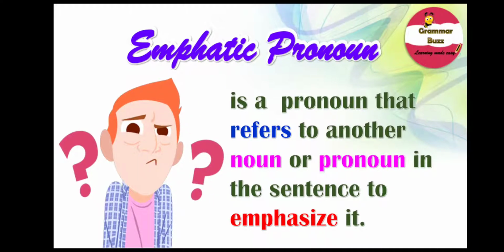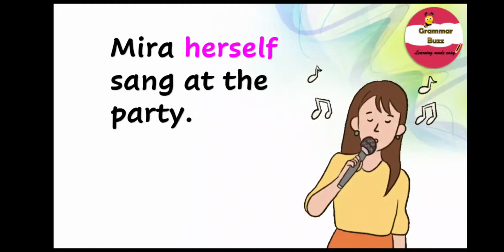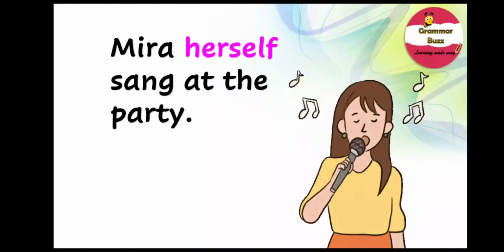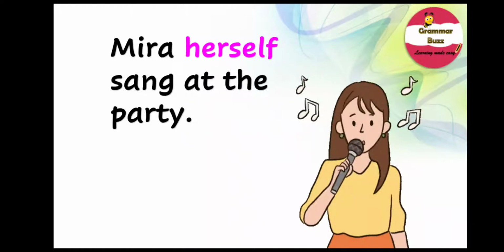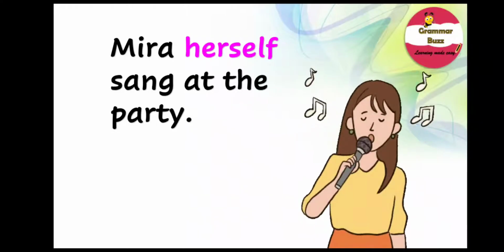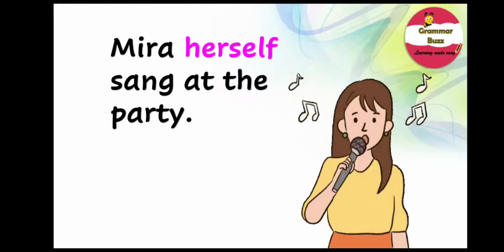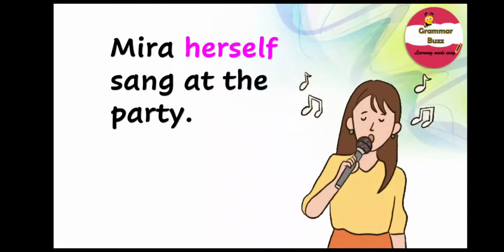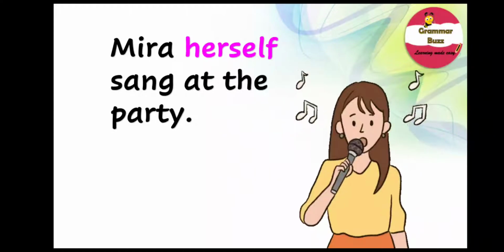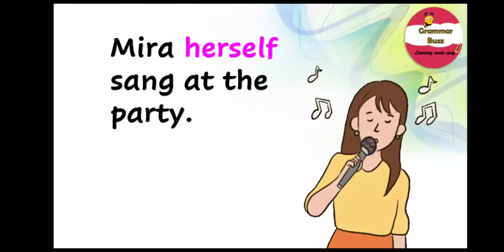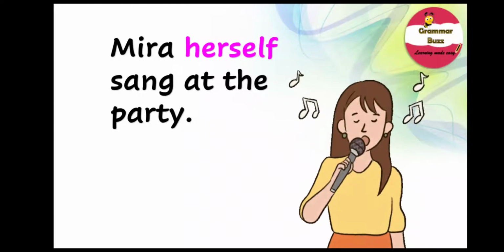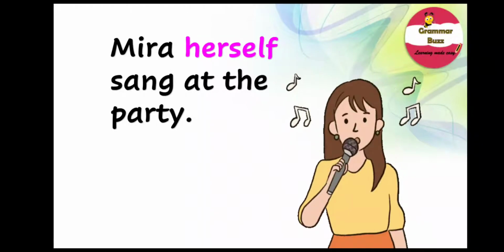Alright, let me give you some examples. Our first example is, "Meera herself sang at the party." In this sentence, herself refers to the subject Meera. But are the subject and the object of the sentence the same? Certainly not. In this sentence, Meera is the subject, but the object is the party. So here, herself is just used for emphasizing. Meera herself sang at the party.